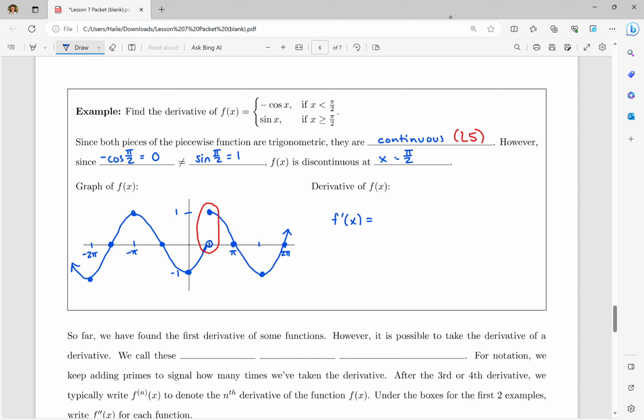is going to be equal to the derivative of each of the branches. So the derivative of negative cosine would be sine of x, and the derivative of sine of x would be positive cosine of x. Okay, now the tricky part comes in writing these bounds. So sine of x is going to be for x less than pi over 2, and cosine of x is going to be for x greater than pi over 2.